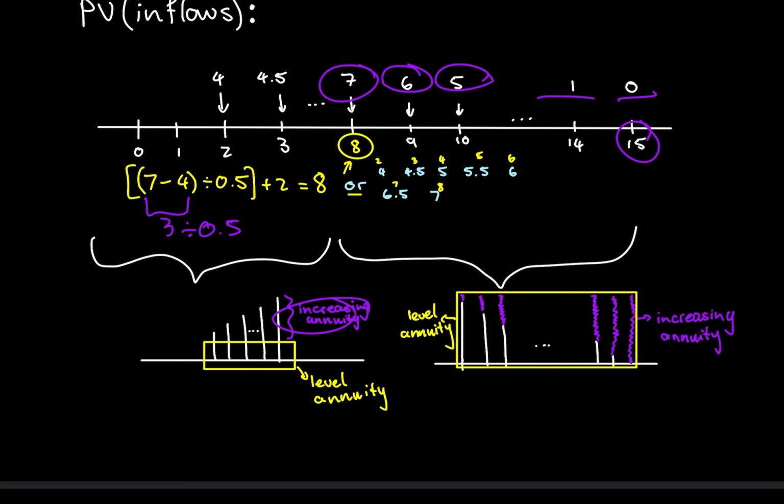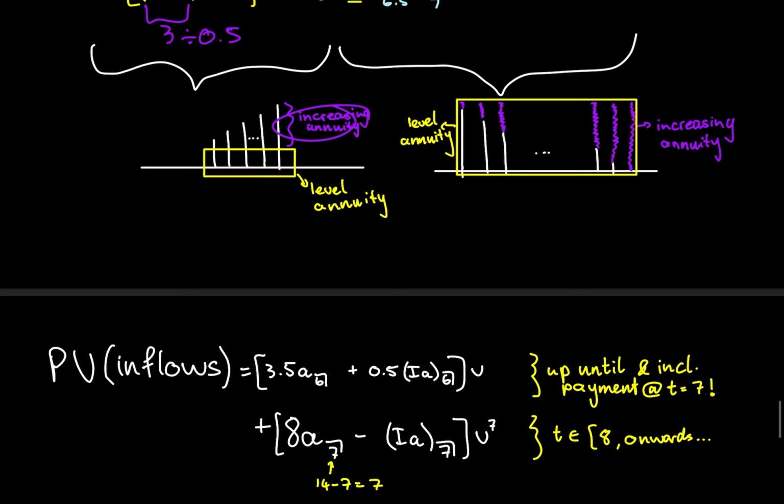Okay, so let's move over to this present value equation and try and understand how we've got these specific values for the payments and what annuities we've included and why the certain amount of payments in each annuity. So this first line here is dealing with up until and including the payment at time 7.